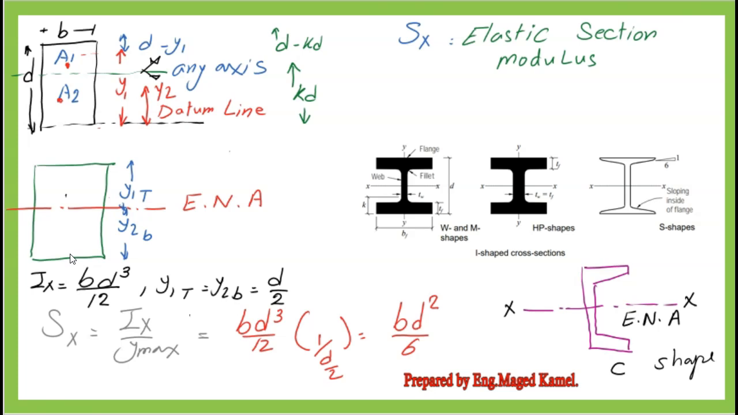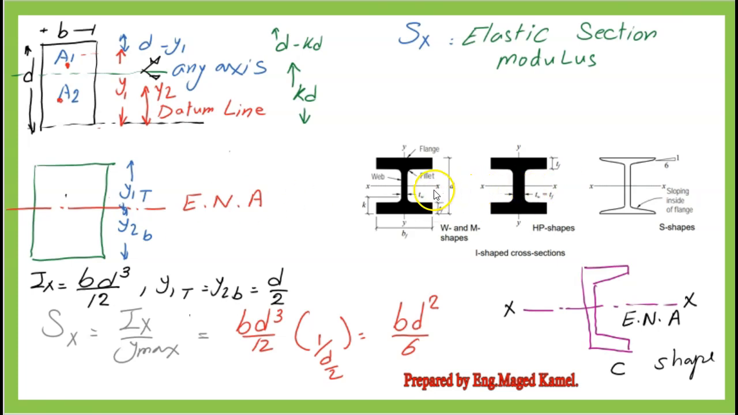We can get S sub x as equal to Ix divided by Y max, where Ix equals BD cubed over 12 and Y max equals D over 2. The elastic section modulus S sub x for a rectangle will be equal to BD squared divided by 6. The elastic neutral axis will divide the shape into two equal parts due to symmetry for shapes like W sections, M sections, and S shapes.